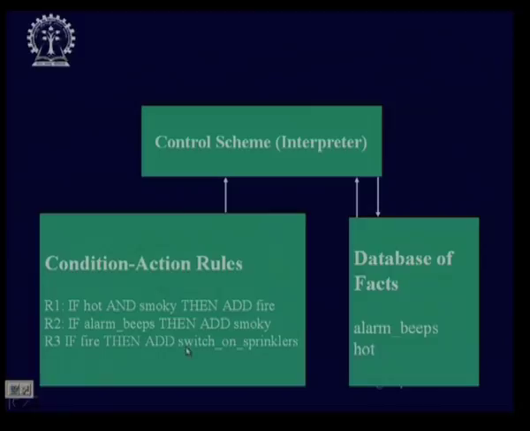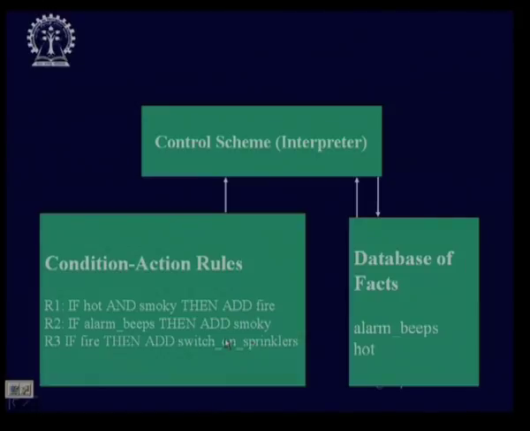So, in this case, again we look at this example. Now, I am trying to prove switch on, whether I should switch on the sprinkler. My facts tell me that the alarm is beeping and it is hot. Then I first check: I should switch on the sprinkler if there is a fire. Is there a fire? I do not know. So, I will go to this rule, all right, and try to find out, is it hot and smoky? Now, I can find it is hot, but is it smoky? Then I have to see whether the alarm beeps. If the alarm beeps, then obviously my goal is proved.